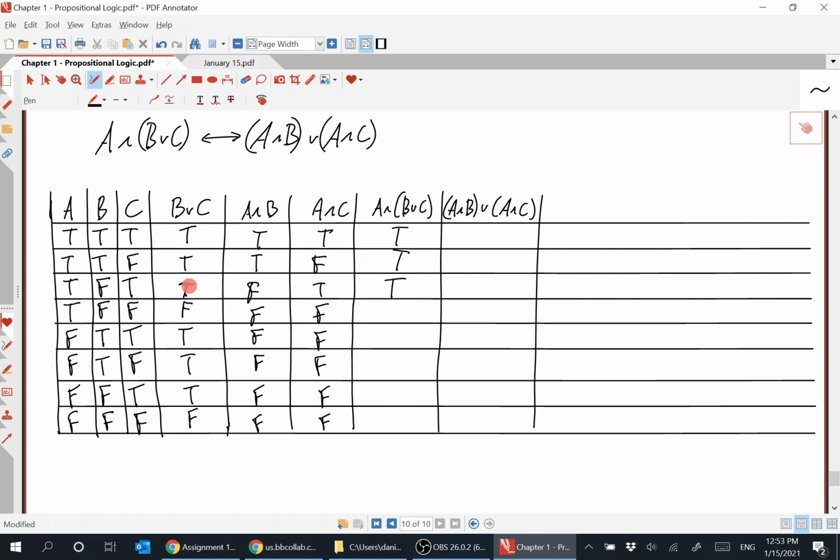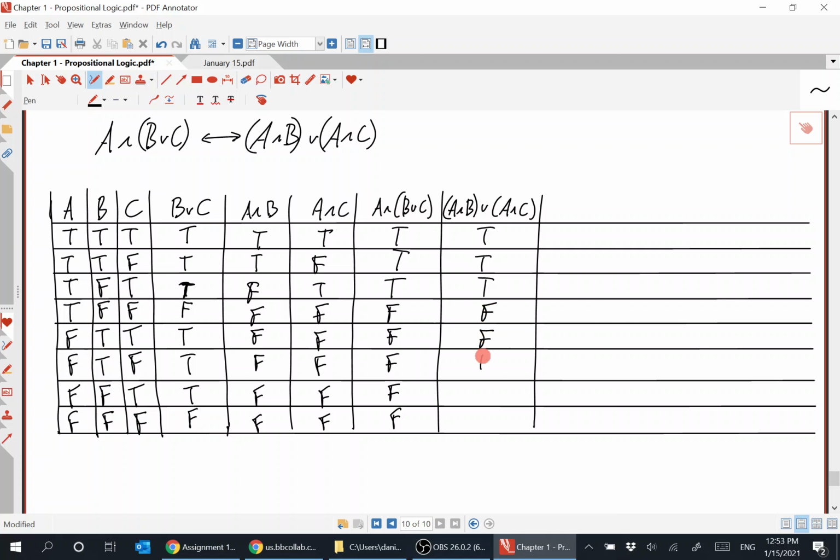In row 4, B or C is false. And then in rows 5, 6, 7, and 8, A is false. So it's false in rows 4 through 8. A and B or A and C is true when this is true or this is true, which happens in row 1, row 2, and row 3. And they're both false in rows 4 through 8.